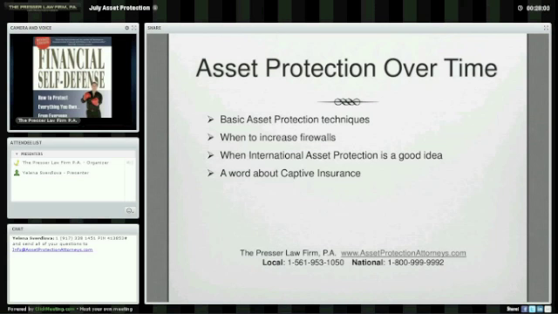The point of asset protection is to go to sleep at night knowing that, God forbid, something happens the next day, you're not going to lose everything you had. So you want to make sure that you understand your plan, and that you're comfortable with your plan.